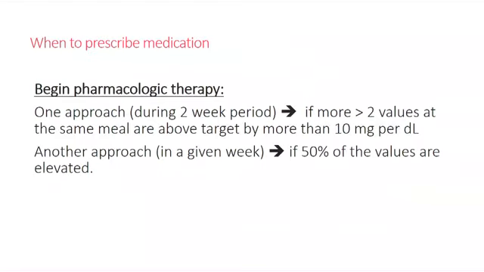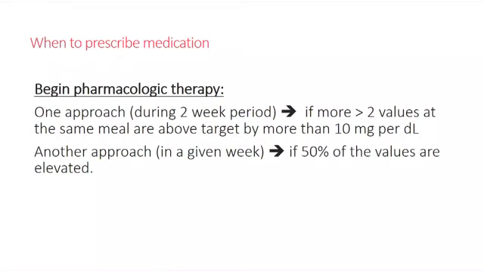So when do we begin pharmacological therapy? If you're looking at a 2-week period and you're expecting that she's going to be high, I'll bring her back in 1 week. If you think she's going to be high and she's going to need medicine for sure, bring her back in 1 week, and if 50% of values are elevated, then you start treatment.